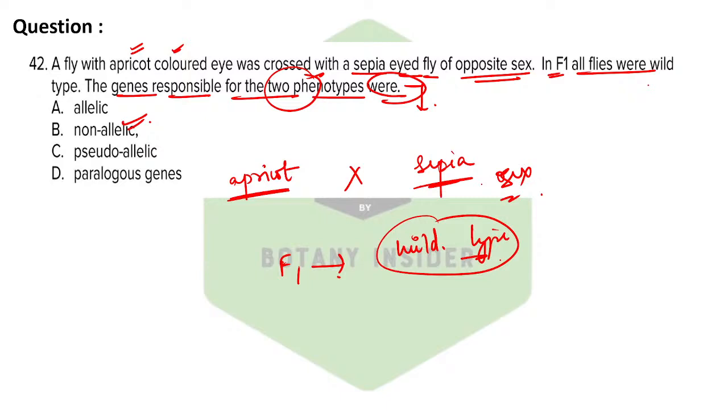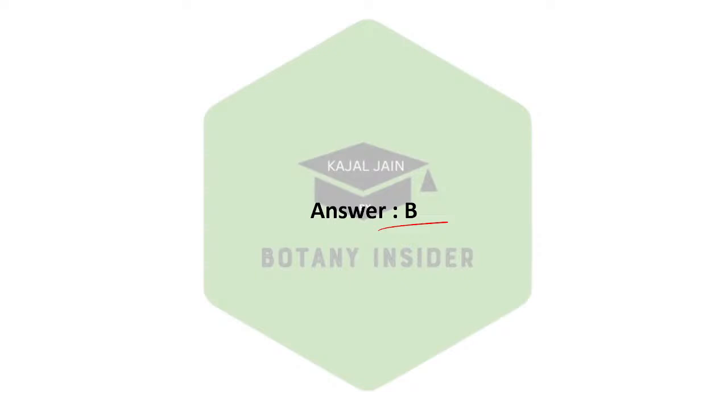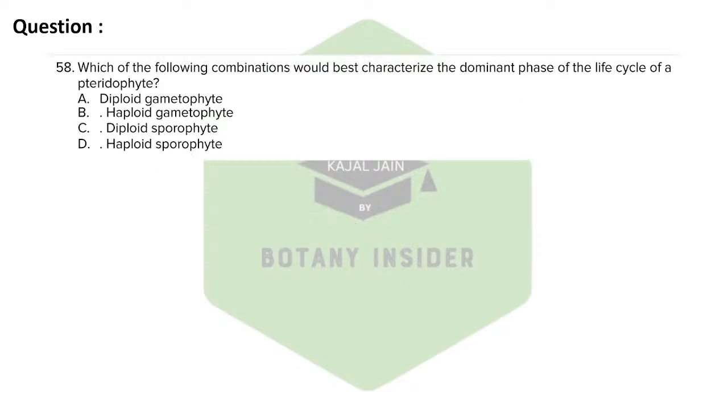Remember this information, everyone: what was the gene responsible for the two different phenotypes? The answer is non-allelic, because the genes were non-allelic. As a result, we had the two different types. Even if they are crossed together, we have the wild type getting formed.